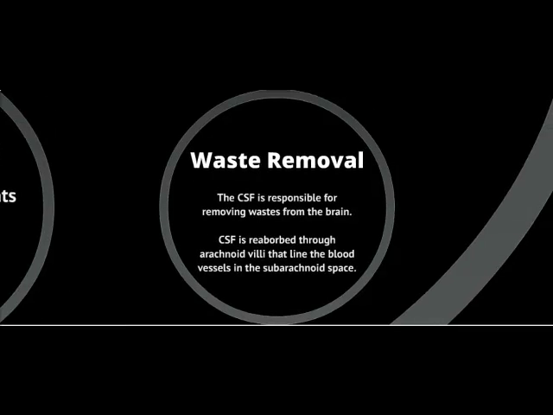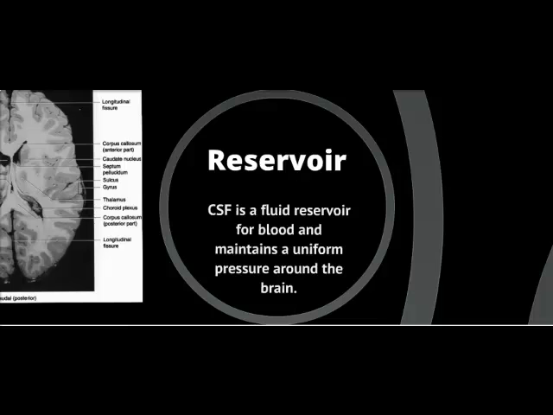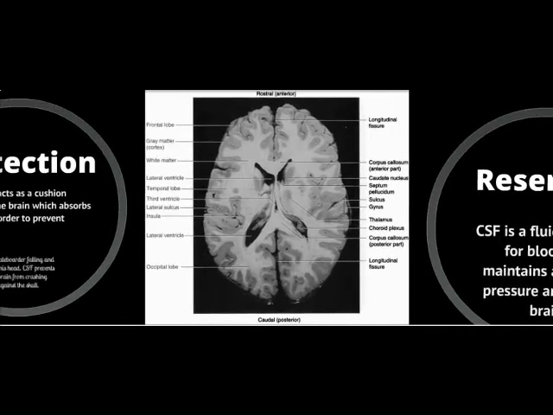The CSF is responsible for removing waste from the brain. CSF is reabsorbed through arachnoid villi that line the blood vessels in the subarachnoid space. CSF is a fluid reservoir for blood and maintains a uniform pressure around the brain. This is a coronal view of the brain.